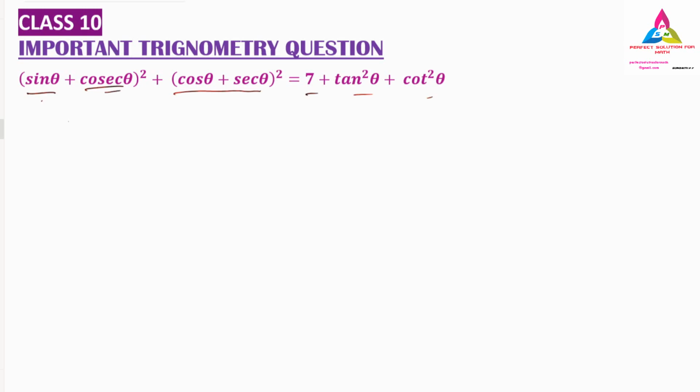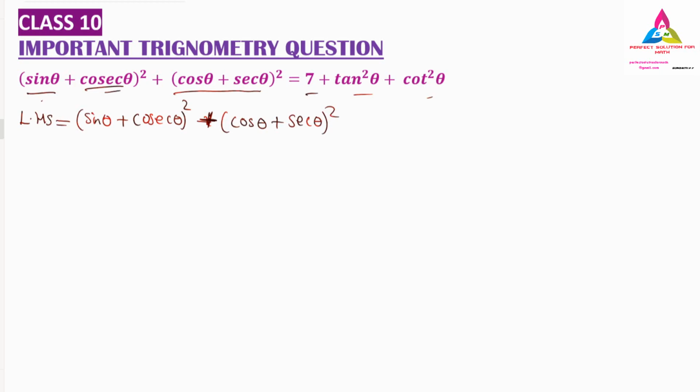Most importantly, we have to write the left hand side. So left hand side is equal to sin theta plus cosecant theta the whole square, that is the first, and the second term is cos theta plus secant theta the whole square. These are the two things they have given. So we have to continue now.